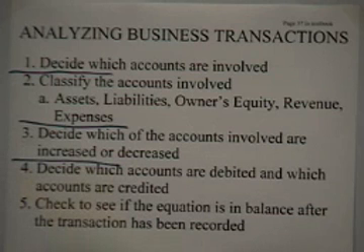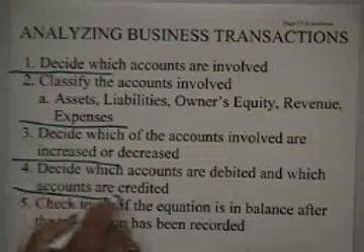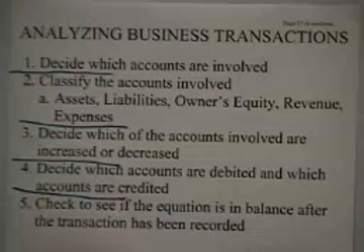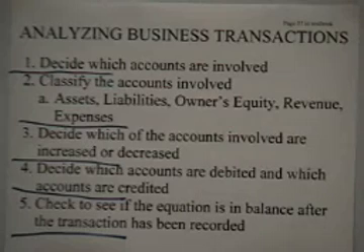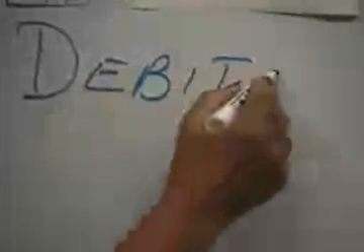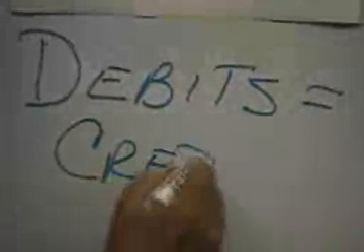You then need to decide which accounts that are involved are going to be increased and which ones are going to be decreased. Step 4, you then need to decide which accounts are going to be debited and which accounts are going to be credited. And finally, you need to check to make sure that your equation is in balance after the transaction has been recorded. You need to remember that for every transaction, you must always have debits that are equal to credits.